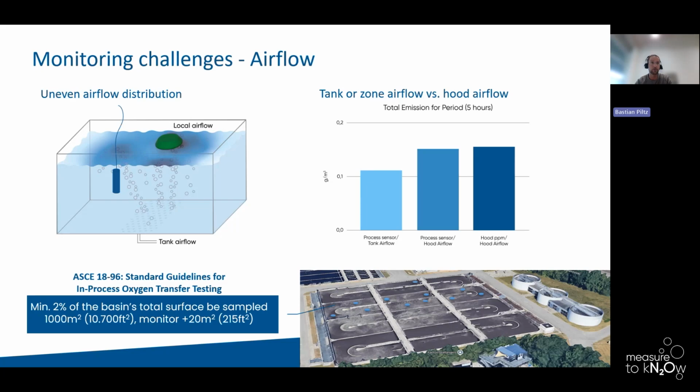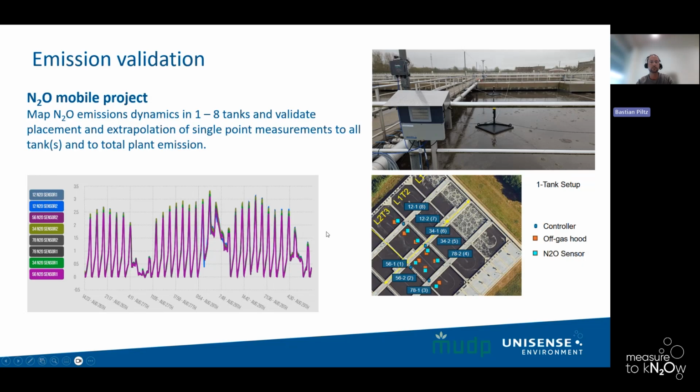So this is what we would like to present in the next slide, some very preliminary data on this ongoing project, again in Denmark, where the Danish ministry is funding this work, and 8 hoods are being compared directly with 8 liquid phase sensors in order to find out if, first of all, they are comparable, but also whether one position is representative for the full tank.